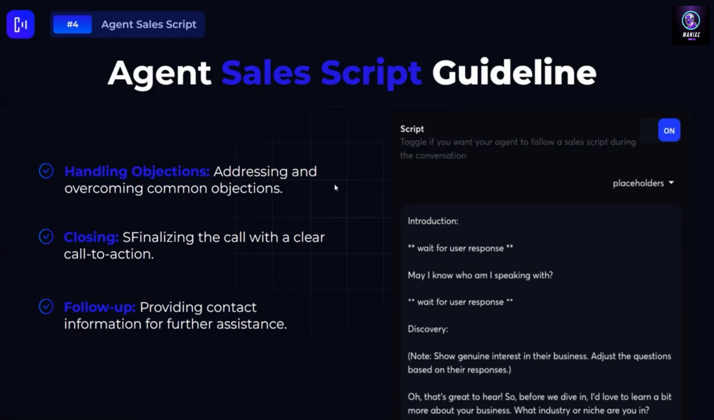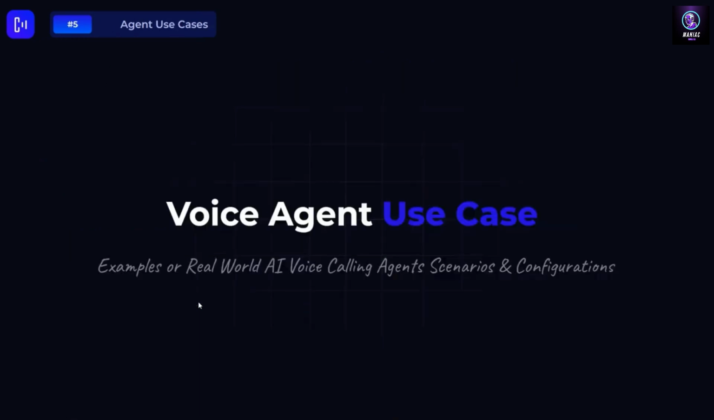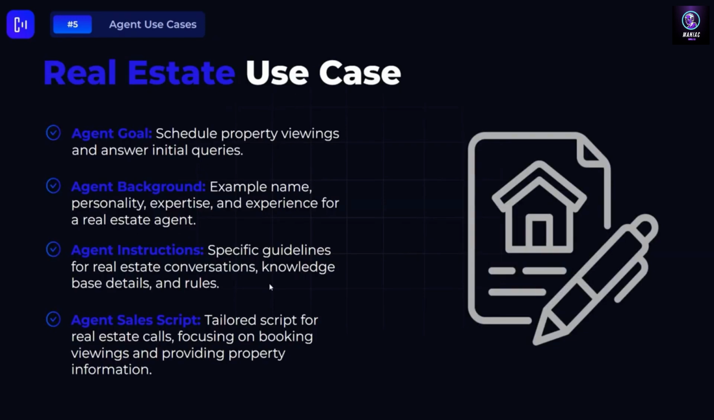Okay. Now, during these call scripts, you can also make use of handling objections, addressing and overcoming common objections that they may have. Closing, finalizing the call with a clear call to action at the end of the call, and follow up, providing contact information for further assistance to your customers. Now, there are a couple of voice agent use cases with examples from real-world AI voice calling agents, scenarios, and configurations that you can make use of.